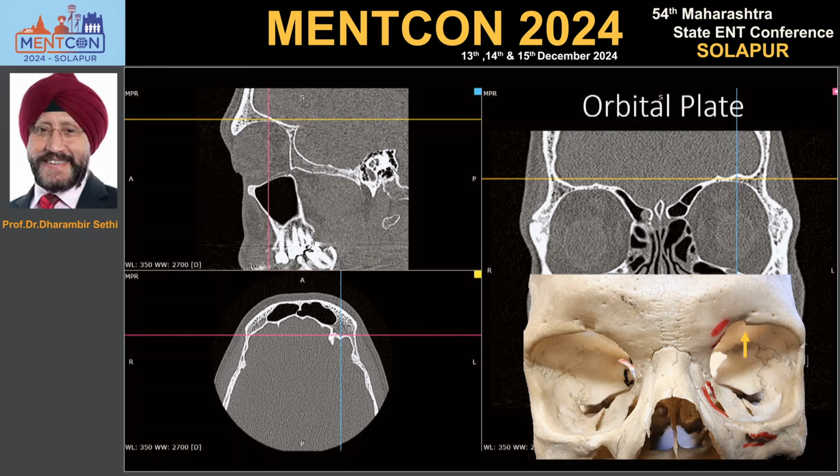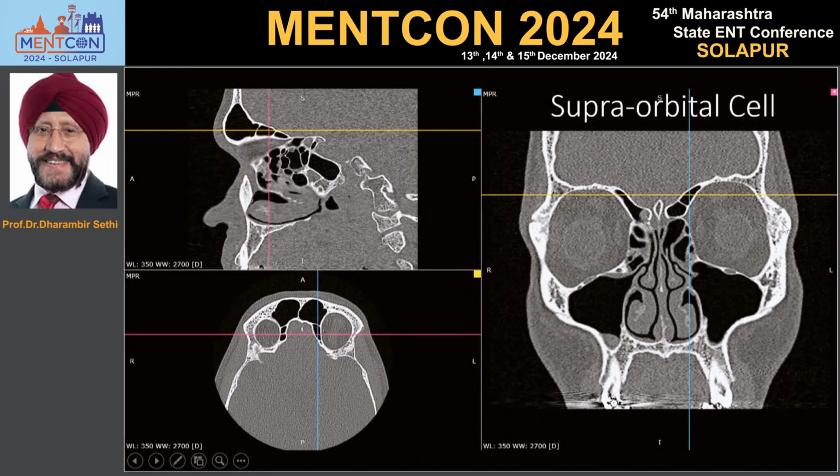Go on to the orbital plate. You see there are two surfaces, the intracranial surface and the orbital surface. As you can see, the orbital surface is smoother and convex, and the intracranial surface is sort of convoluted, and that's because of the impressions created by the sulci and gyri inside there. Going laterally, this is a supraorbital cell, which is pneumatization of the cells into the orbital plate. You can see it in all three different planes.